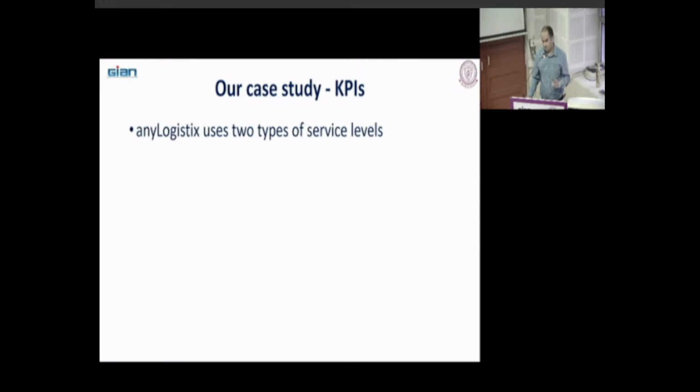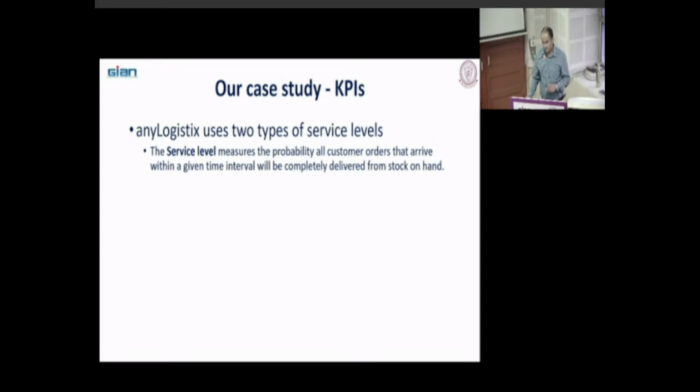AnyLogistix uses two types of service levels. The first one is the normal service level and the second one is the expected lead time service level. So what is the difference between these two? The first service level measures the probability that all customer orders received within a specific time interval will be completely delivered from the stock on hand. So basically, based on the available stock, this service level will try to find out the probability whether you can deliver those orders or not.